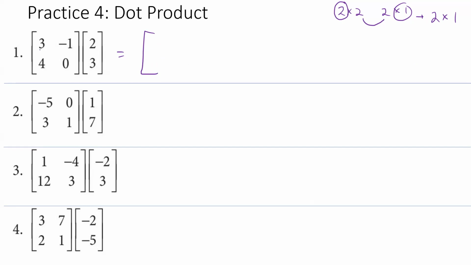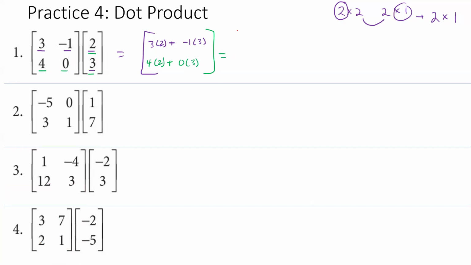So my first row comes from 3 times 2. So we have 3 times 2 plus -1 times 3. I'm going to switch colors. My second row is going to come from 4 times 2 plus 0 times 3. And then I clean that up.